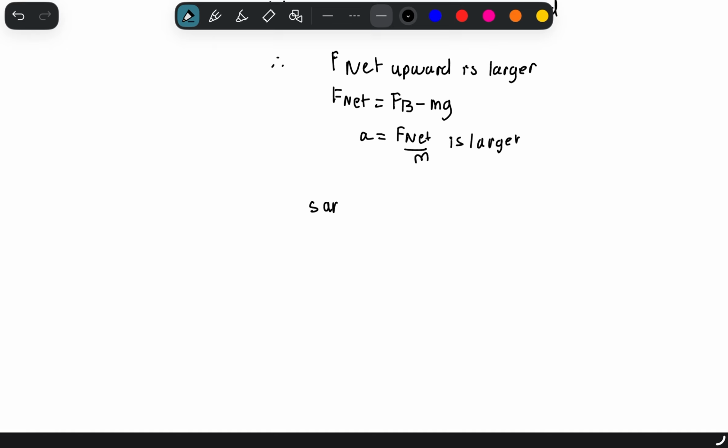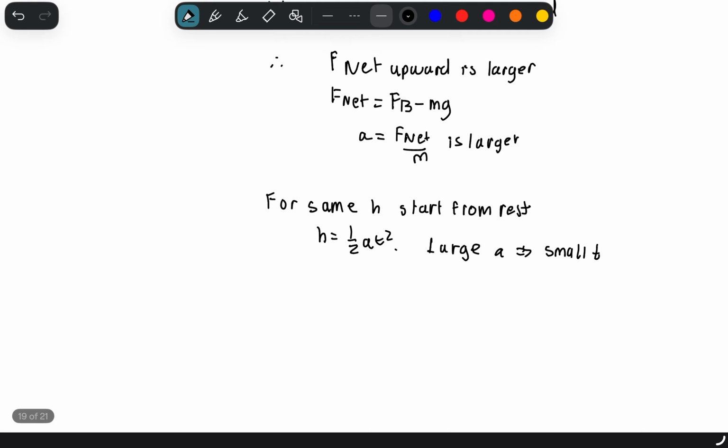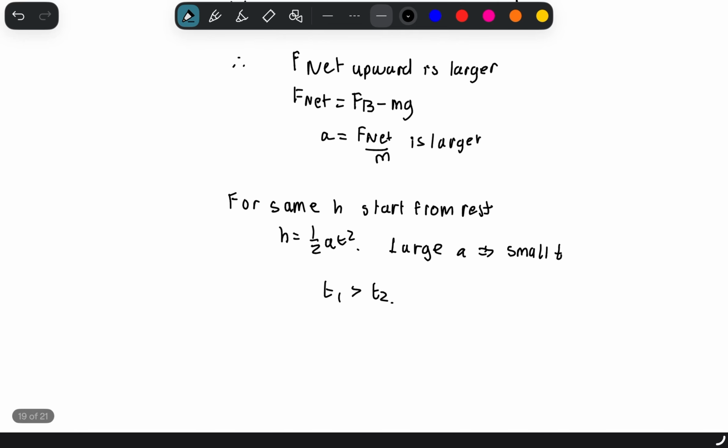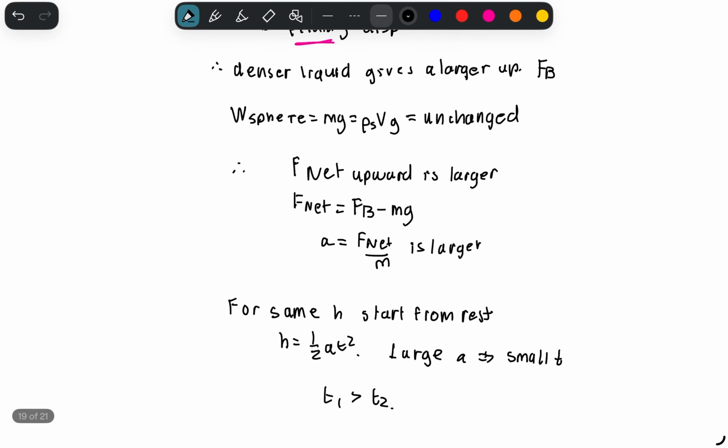So when you have the same h starting from rest, your kinematics equation is simplifying to h is equal to 1/2 a t squared. So if you have a large a, that means you have a small t. So that means that t1 is going to be greater than t2. This makes sense because if you have a denser liquid, that produces a greater buoyant force, so the sphere accelerates upward faster and reaches the surface sooner.